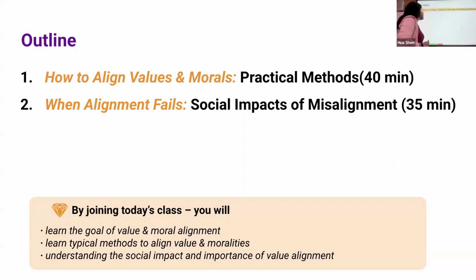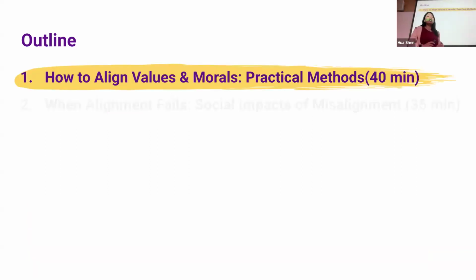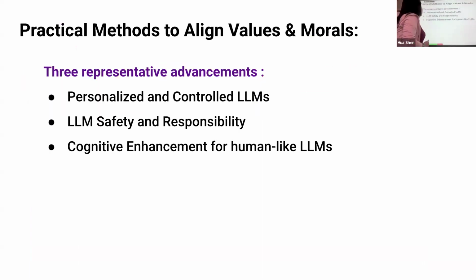Let's start with the first one, how to align values and morals, especially some practical methodology. First of all, we need to know in what cases we need to align, and when we have alignment or without alignment, what's the impact on social or real-world scenarios in the task.